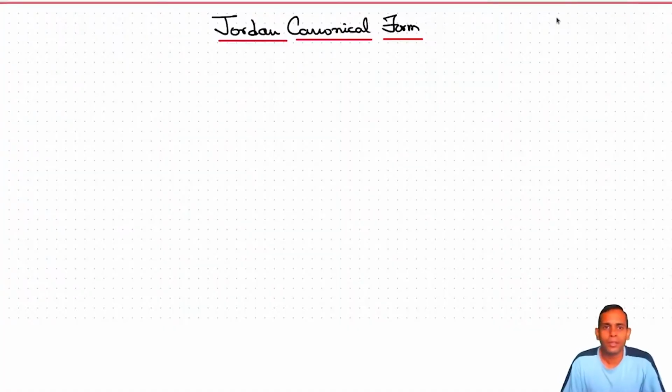Today we are going to talk about the Jordan canonical form of the matrix. Before going to the Jordan canonical form, let us try to understand why we need it and what it is good for. To do this, let's first think about the rational canonical form of a matrix, which we've already seen.